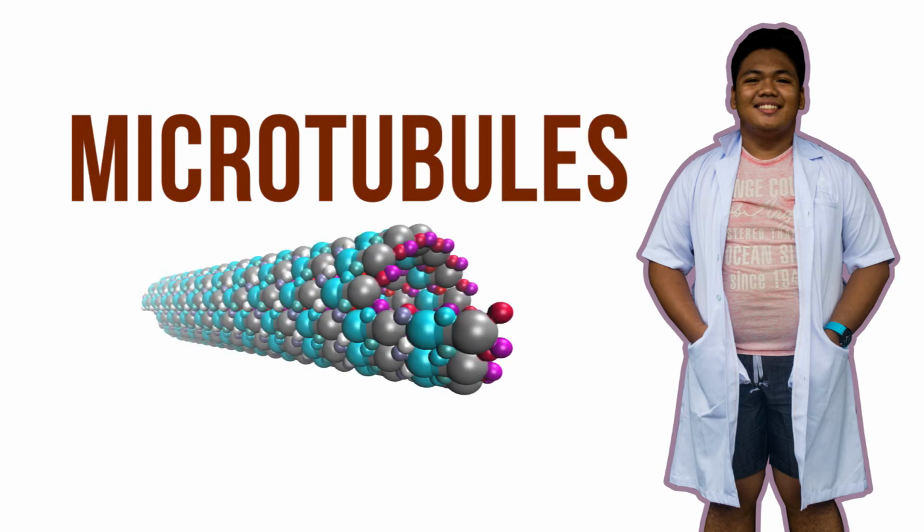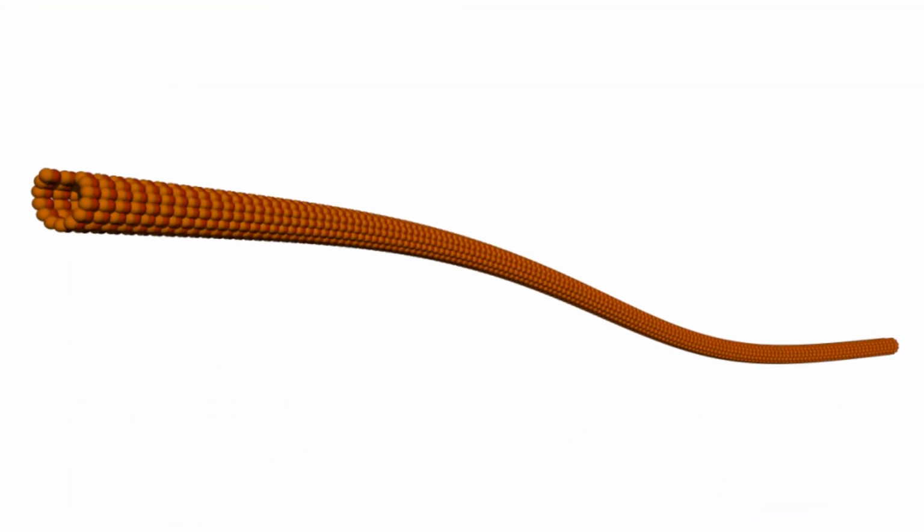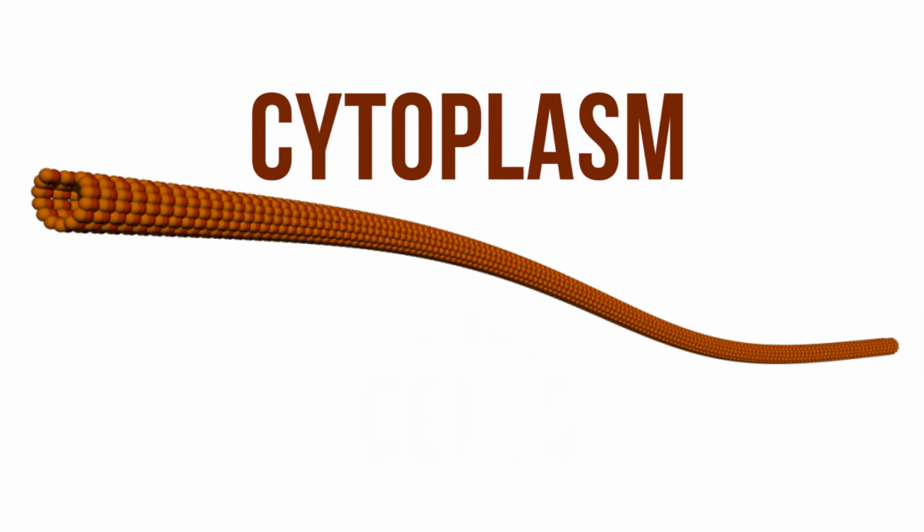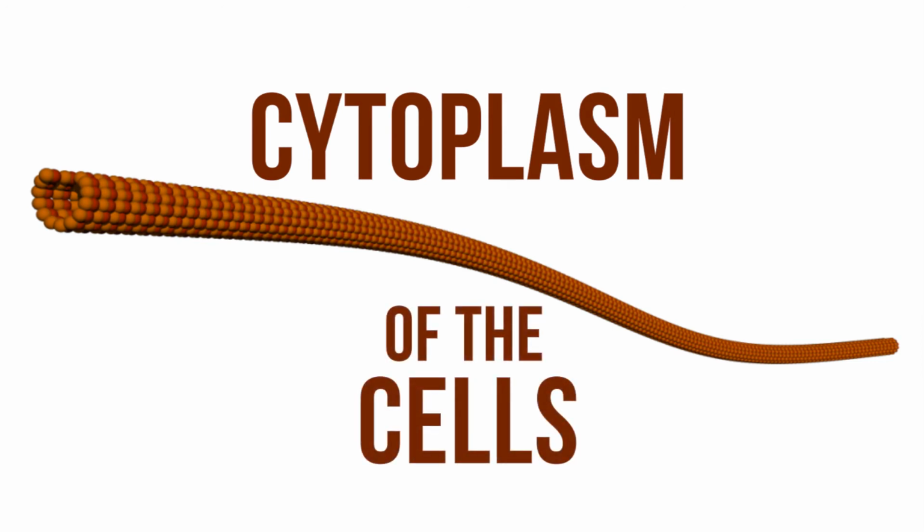Microtubules are hollow rods that function primarily as structural support and give shape to the cell. They are hollow cylinder-like structures found in the cytoplasm of the cell. Their function is transport and structural support.